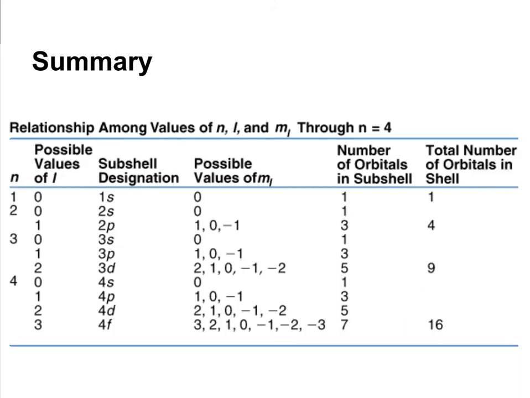Okay, this table gives a nice summary of those quantum numbers: the principal quantum number, the angular momentum quantum number, and the magnetic quantum number through n equals 4, the 4th principal energy level. Compare these rules to what you wrote down earlier. Try to build a connection between the number of orbitals, the subshell designation, and the magnetic quantum number.